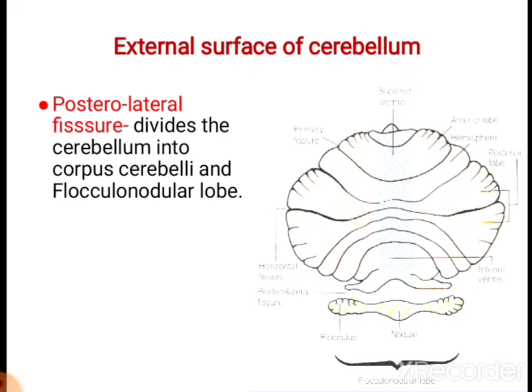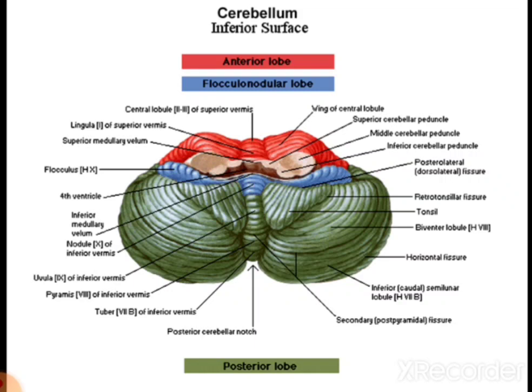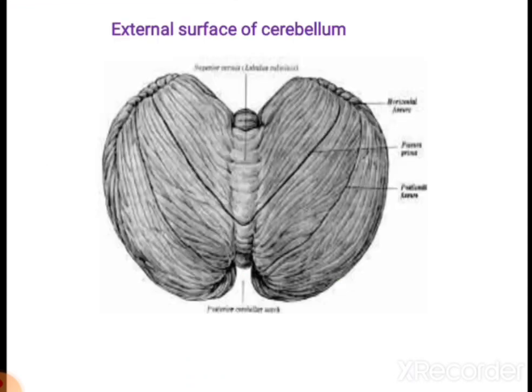Then the posterolateral fissure divides the cerebellum into the corpus cerebelli and the flocculonodular lobe. So the flocculonodular lobe is this lobe, this is the corpus cerebelli, and here lies the posterolateral fissure. This is the inferior view of the cerebellum. Here we can see the flocculonodular lobe in blue, the posterior lobe in green, and the anterior lobe in red. So this is the external surface of the cerebellum.